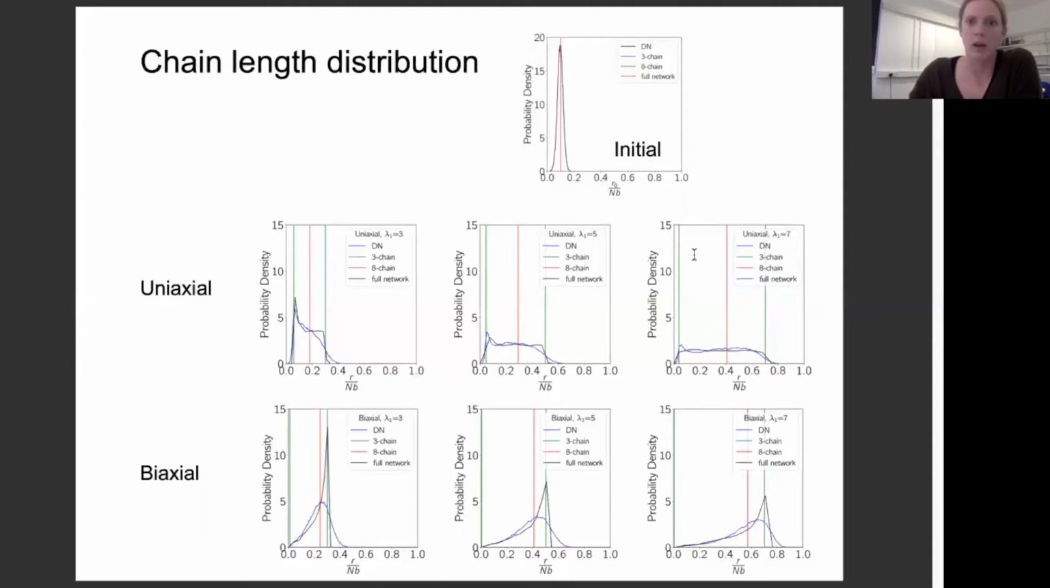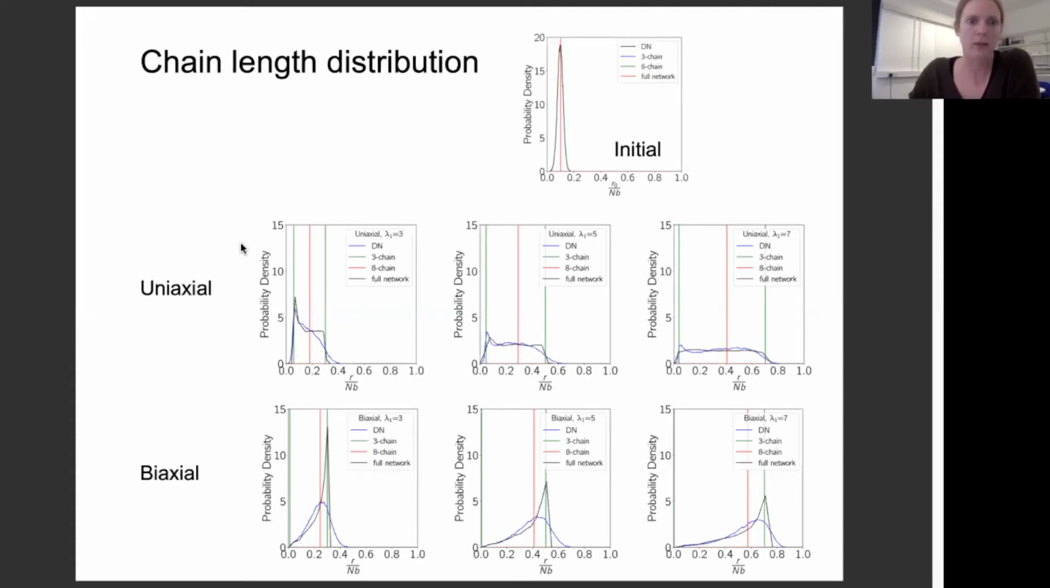For example, here we have the distribution of the initial end-to-end distance of the chains in the network. So in the initial configuration, the black line is the almost Gaussian distribution of the chain end-to-end distances, whereas the red is the single value, because all these models assume that all the chains have the same initial end-to-end distance to start with, whereas the random network predicts a distribution initially.